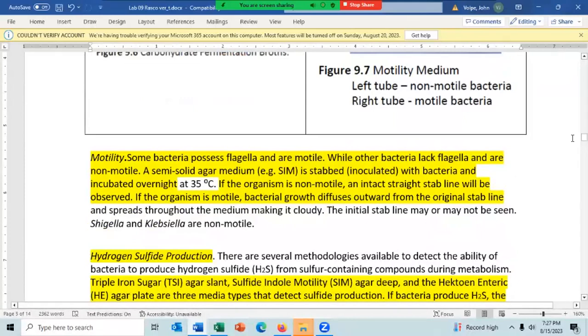All right, that's it for the motility test. Let's talk about hydrogen sulfide production.